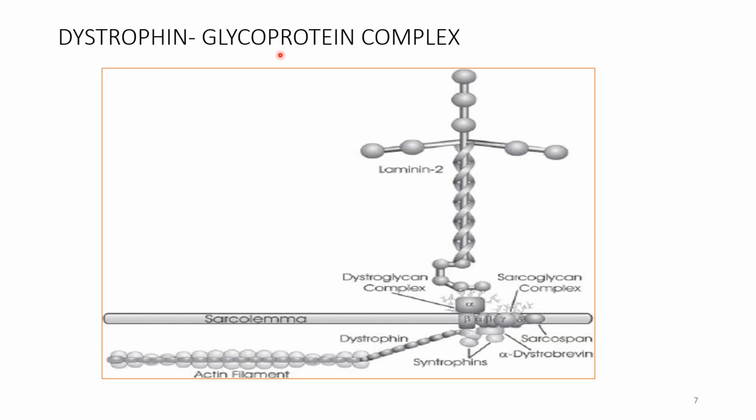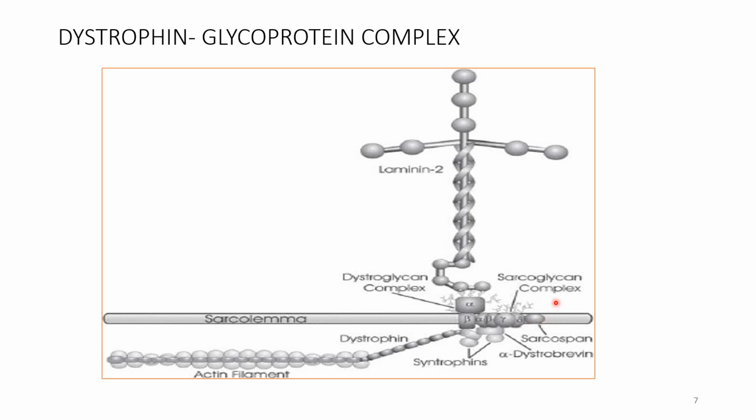First, you see this dystrophin glycoprotein complex. This is the complex. This is the sarcolemma. This is the cytoplasm. This is the extracellular matrix. Now, in the cytoplasm, we have actin filaments. The actin filament is connected to the sarcolemma with the help of dystrophin protein. And this is connected to the dystroglycan complex having alpha and beta forms, and the sarcoglycan complex, meaning these alpha, beta, gamma, delta components plus sarcospan protein.